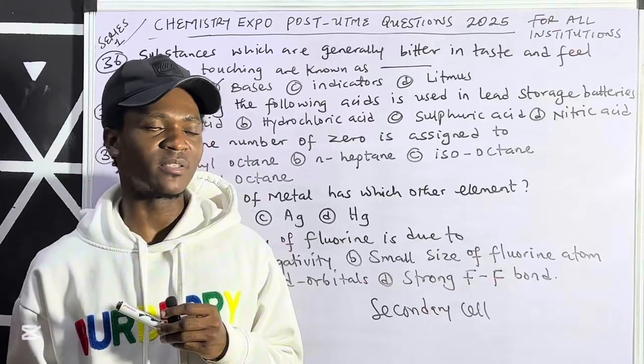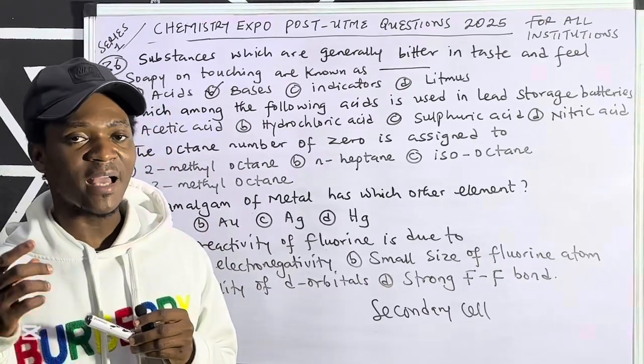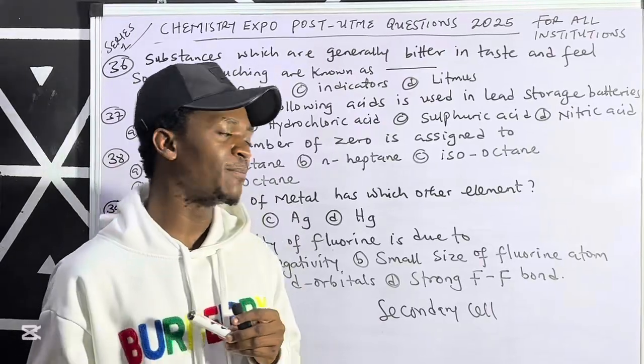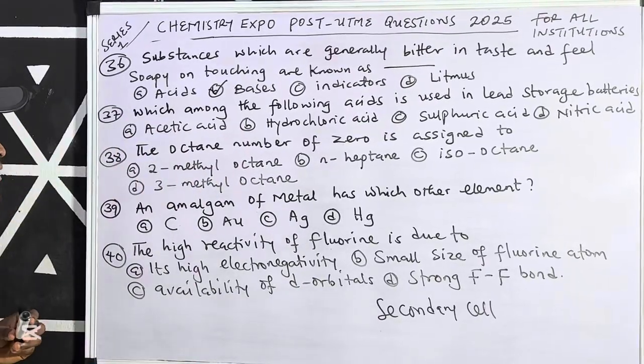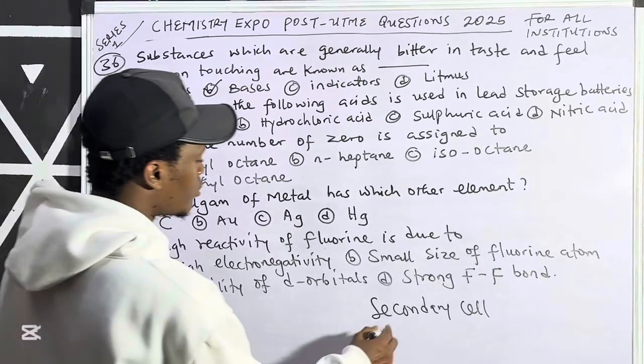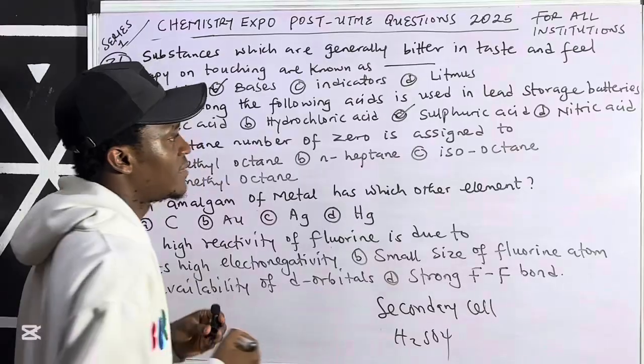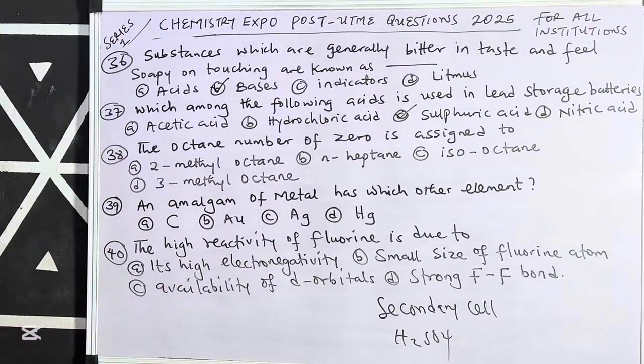Lithium-ion batteries, of course, are an example of a secondary cell. So the acid that is present in a lead-acid accumulator, or lead storage battery, is H2SO4, which is sulfuric acid, option C. That's the right answer to the question.